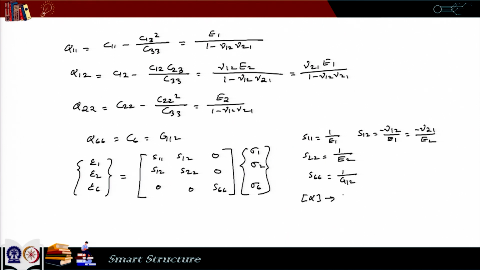So, Q is often called the stiffness matrix, but do not confuse it with the stiffness term, which we define as load by displacement, and this is often called the compliance matrix. So, now we have defined the stress strain relation in a thin ply in the principal material system. Now, later on we have to convert it to a global XY system. So, that we will do in the next lecture. So, let us end this lecture here. Thank you.